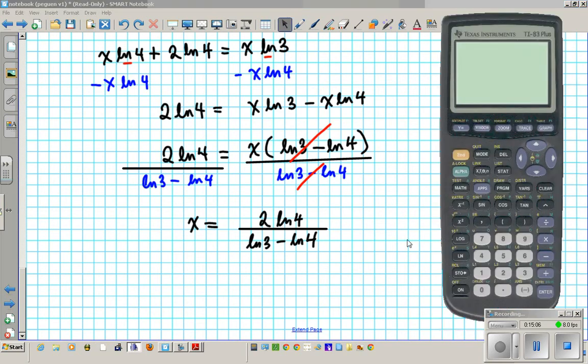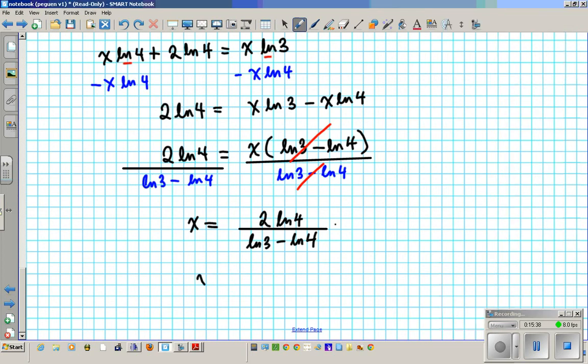So let's find the approximate value. Okay, so we're going to have 2 times the natural logarithm of 4 divided by parentheses for the denominator, because you have multiple terms and you want them grouped together on the bottom. So you have to put that group in parentheses there. Natural logarithm of 3 minus natural logarithm of 4. Close the denominator. Final answer is negative 9.6377. So there goes your answer.